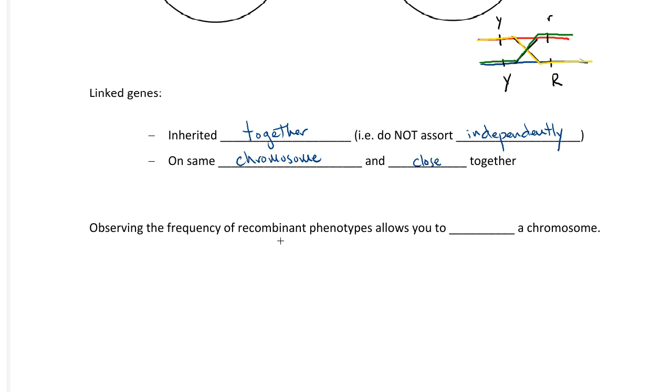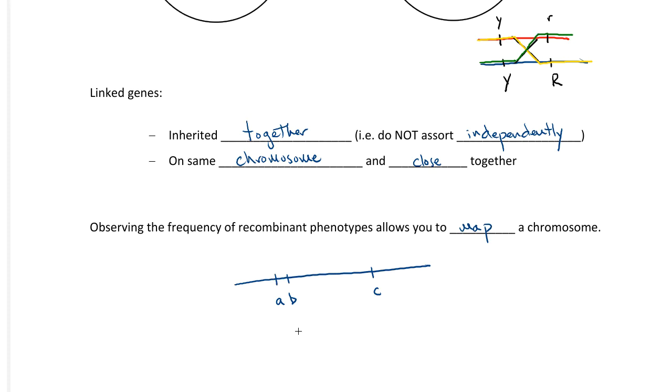Now, by observing the frequency of the recombinant phenotypes, what we saw there as 0.2 in our hypothetical example, that would actually allow us to map out a chromosome, because the closer two genes are on a chromosome, the less likely their alleles are going to be separated by crossing over. So here, if the A and B genes are close together and the C gene is far apart, we'll see recombinants of A and C and B and C quite frequently, but A and B will still tend to be inherited together. And so by doing lots and lots of crosses and observing the frequency of the different recombinants, we could actually map out the chromosome. So that's an introduction to linked genes.